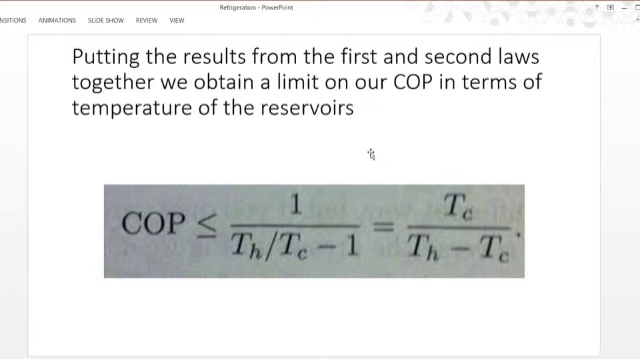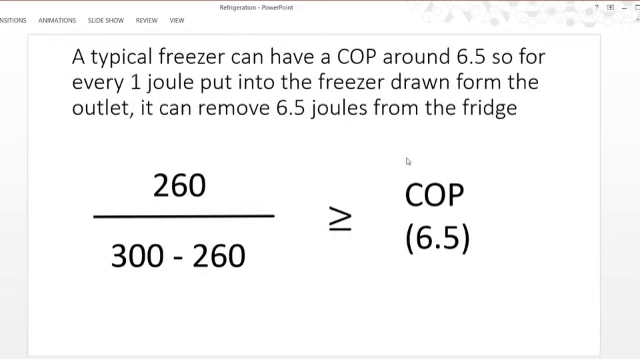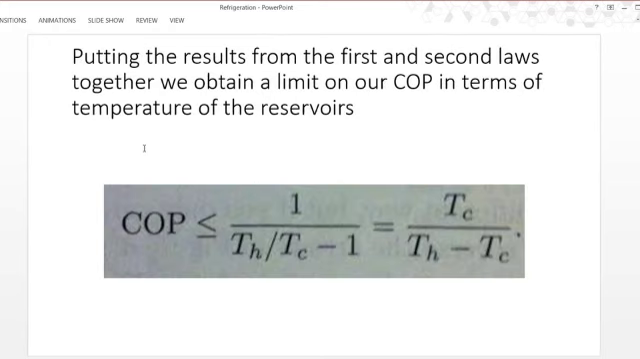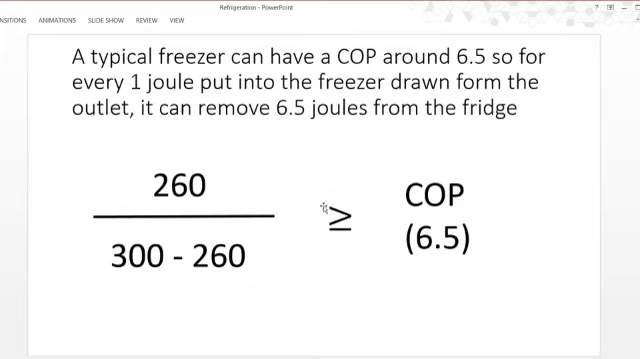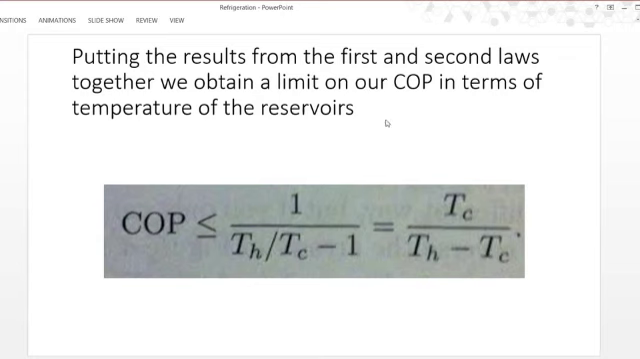Here is just a lightly worked out example. Let's say the temperature of our freezer was 260 degrees Kelvin, and the temperature of outside is 300 degrees Kelvin. We see with this simple equation, we get a max efficiency of 6.5. What this tells us is that for every 1 joule that the freezer draws from our wall outlet, it can remove 6.5 joules from the freezer. So it's pretty efficient. But if you just have a fridge, let's say that's at 280 Kelvin, we get a much more efficient system because the temperatures are closer.